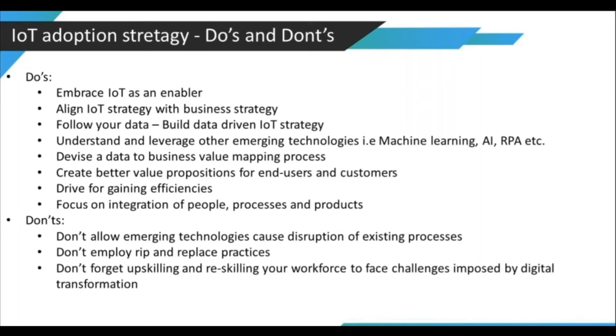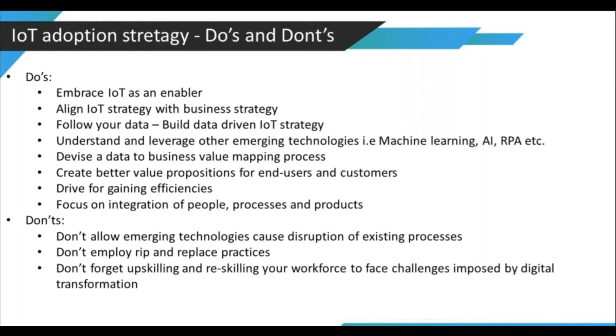When it comes to IoT, you should always create a better value proposition for your end users and customers, and should always focus on the integration of people, processes, and products. See, IoT is not just a technology which is going to help you build new products or services. As I alluded to earlier, IoT has been helping you transform your processes to make them more efficient. And people are going to be one of the components, or one of the parts, of those processes. So you cannot ignore the people component. The integration of these 3 P's, people, processes, and products, has been highlighted even in the Industry 4.0 guideline.